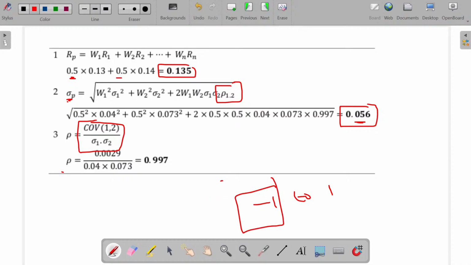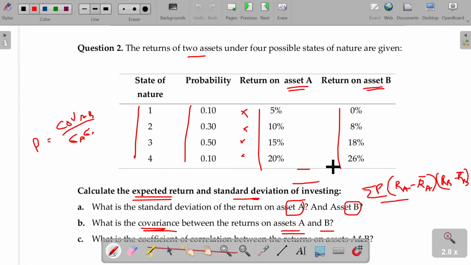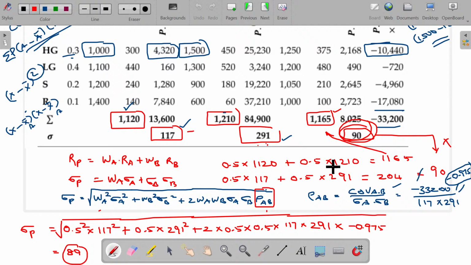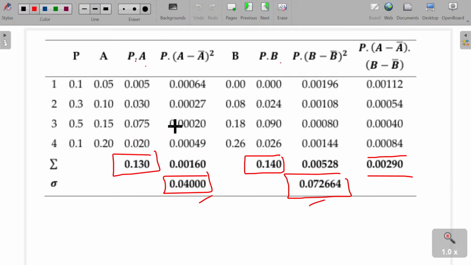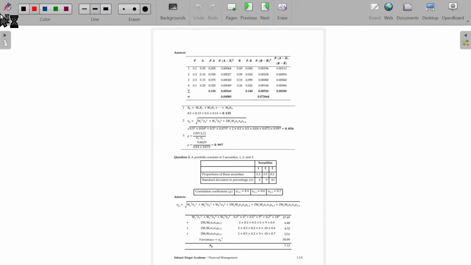If the correlation is equal to -1, then it is better to combine. If the correlation is +1, there is no meaning at all in combining. Clear? Hope now you will be able to understand. See, in question number 1, the correlation is closer to -1. Because of that reason only, we are able to reduce the risk by combining these two. If it is positive, we cannot reduce.